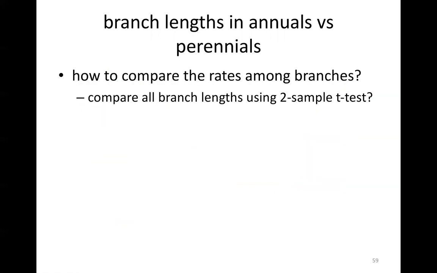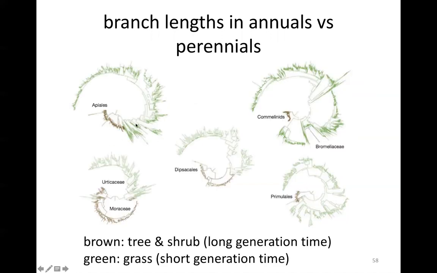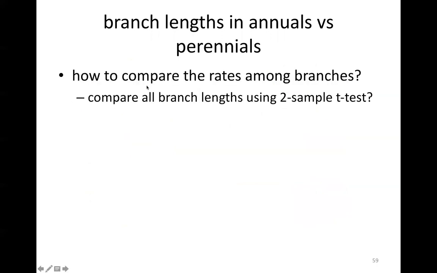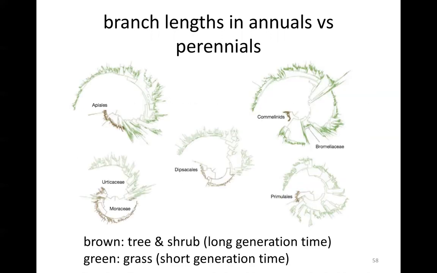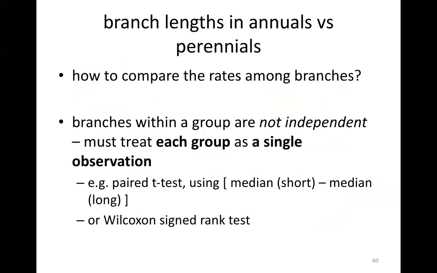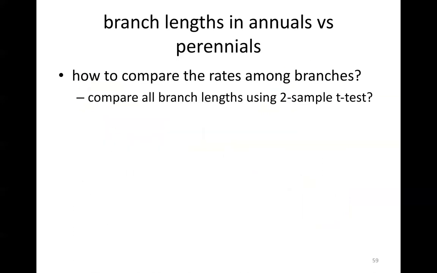A small extra question: how would you compare the rates across these branches? We'll discuss this more in the next chapter, I think, but just to remind ourselves, could we compare all branch lengths, the green branches and the brown branches, using a 2-sample t-test? And the answer is no, because branches within a group are not independent. This is an important point.